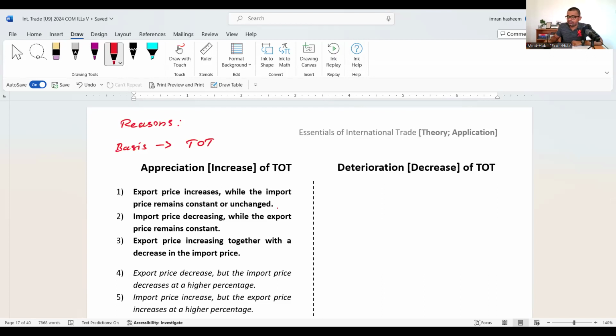What is the formula? All of you should remember the formula now. Try to, yes?